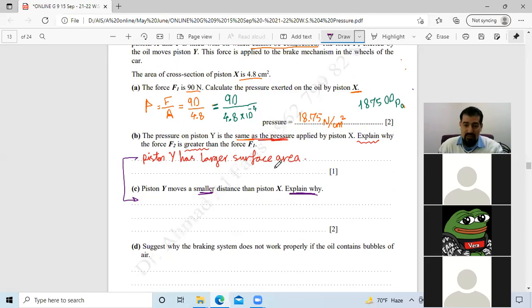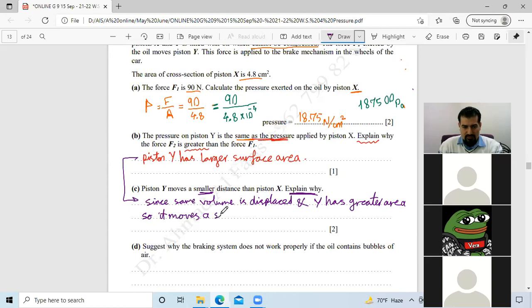So because we are displacing the same, what's the second marker? The same volume. Since the same volume is displaced, and Y has greater area, it moves a smaller distance.